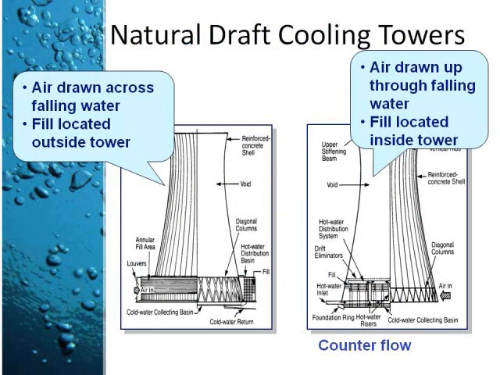There are two main types of natural draft tower: the cross-flow tower, in which air is drawn across falling water and the fill is located outside the tower, and the counterflow tower, in which air is drawn up to the falling water and the fill is therefore located inside the tower, although design depends on the specific site conditions.